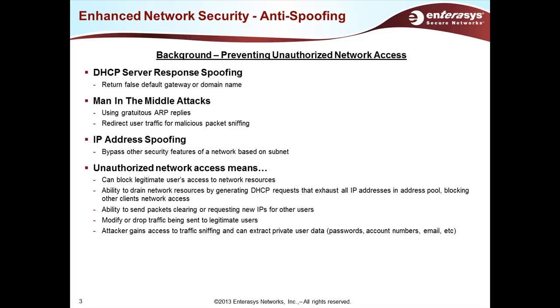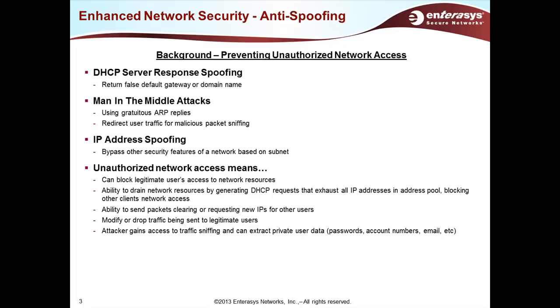A user who has successfully connected to a network and received a valid IP address has other means of disrupting the network as well. Using gratuitous ARP replies, an attacker can manipulate other devices' ARP tables such that the attacker appears to be another user to a gateway, or the gateway to the other user on the network.